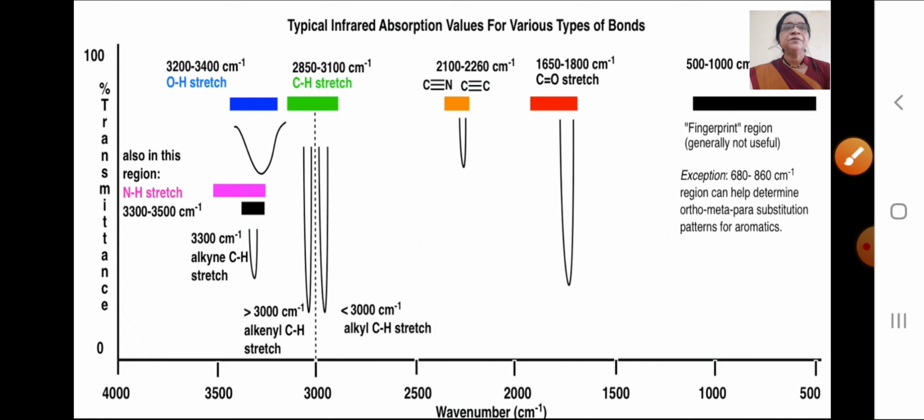Now the next one is the typical infrared absorption values for the various types of bonds.